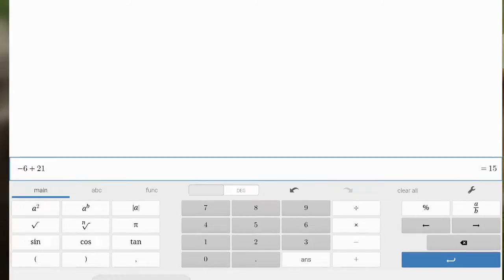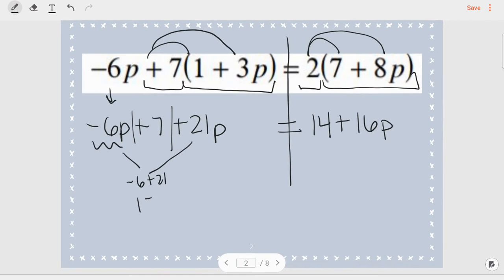is 15. So that gives me 15p plus 7 is equal to, I go to the right-hand side. If I separate out my terms, is there anything to combine? No, there's not. So 14 plus 16p. Now that I have one variable and a number on the left and one variable and a number on the right, I am going to choose which side is my variable side. Okay, which has the bigger variable? Well, 16p is bigger, so that's my variable side. This is my number side.